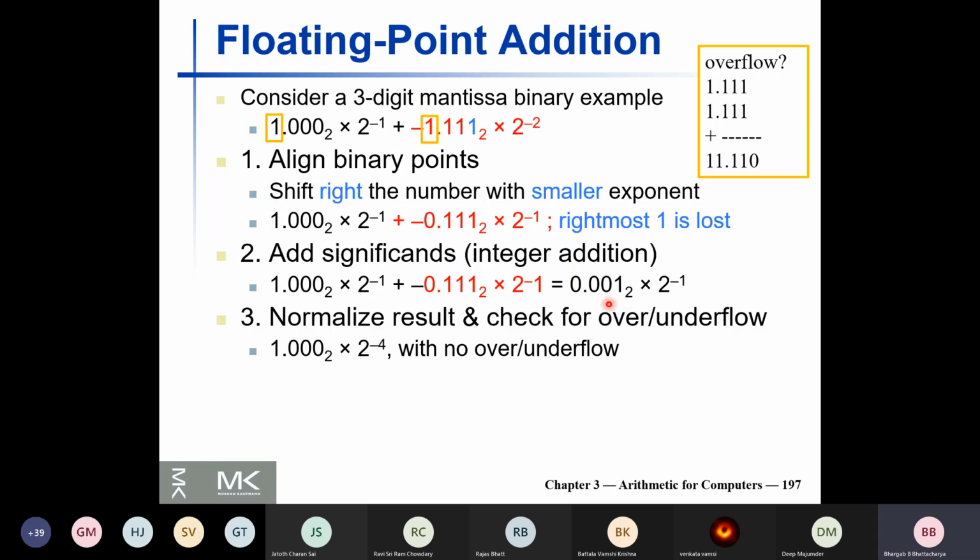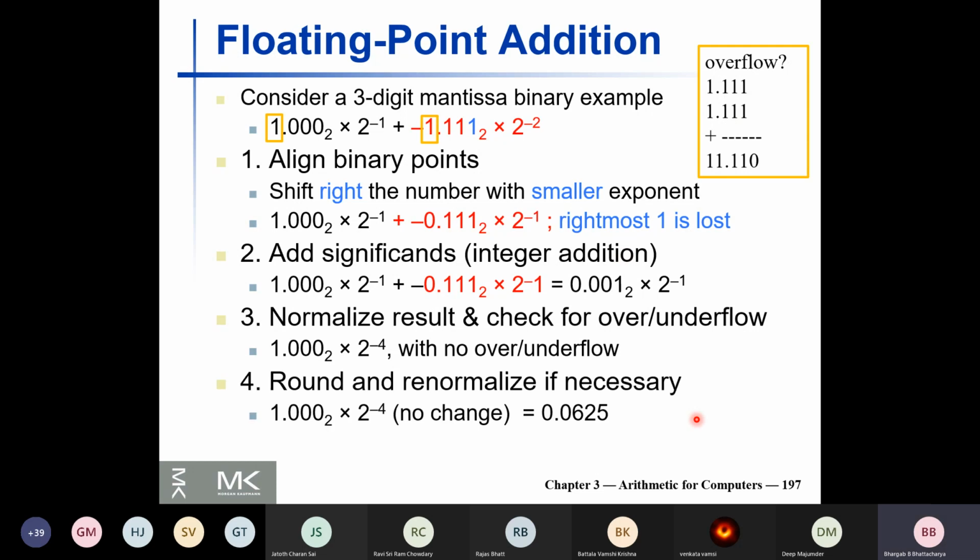In this case, I need to normalize this. That means this one has to be shifted towards the left, and therefore this exponent has to be adjusted. Now, when you adjust this exponent, this might create some overflow, because this exponent is going to be incremented or decremented depending on where this binary point lies. When you do so, it might exceed the valid range of the exponent, and in that case overflow or underflow might occur. But overflow will not occur in this integer addition part.